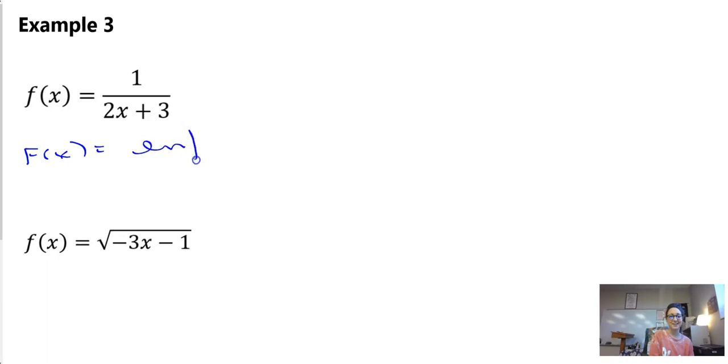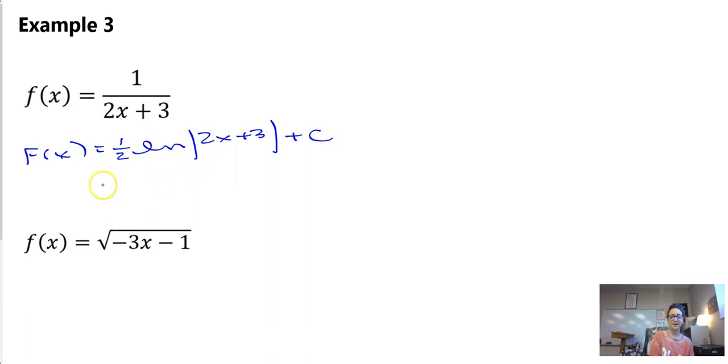It'll be ln of, and I'm going to hold the inner. Make sure we're doing absolute values because we can't take the log of a negative. And now I want to divide by the derivative of the inner. So the derivative of the inner is 2, so I'm going to divide by 2 or multiply by 1/2, okay?